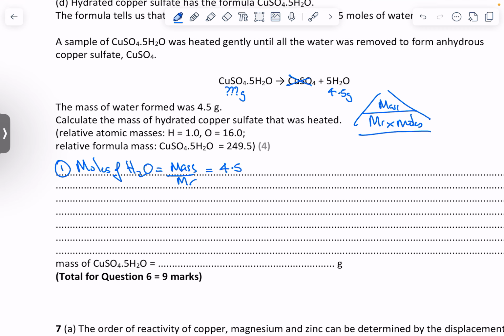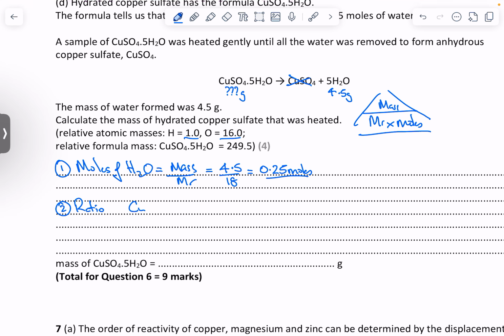And then we write the numbers in that we have got. So we've got 4.5, and the MR for water, they haven't actually given us that here, but I can see there's 2 hydrogens, which is 2. Add that to oxygen, which is 16. So I'm going to get 18 for that value. So if I just work that out on my calculator, 4.5 divided by 18, I'm getting 0.25 moles.